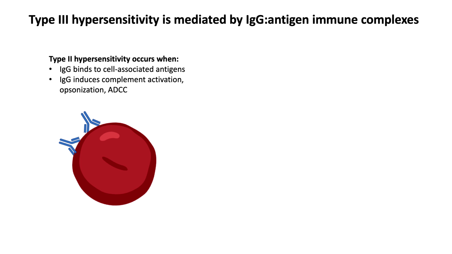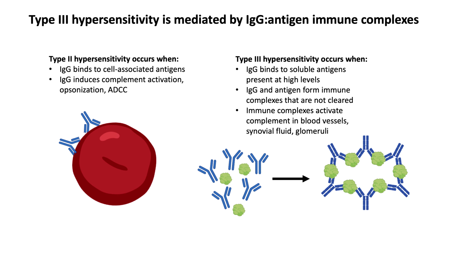So how are type III hypersensitivities different from type II hypersensitivities, which are also mediated by IgG? And here's an example of that. In type II hypersensitivity, IgG binds to cell-associated antigens, and it induces activation of complement and opsonization and antibody-dependent cell-mediated cytotoxicity. Type III hypersensitivity reactions occur when antibodies bind to soluble antigens.